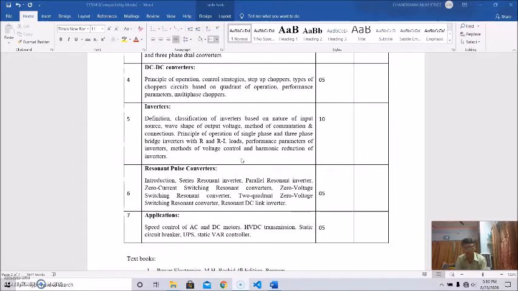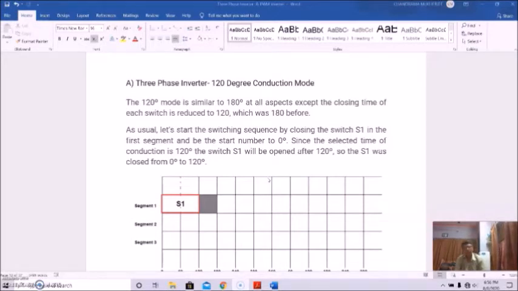And in the last class we also discussed the three-phase inverters, and out of its two conduction modes, the 180 degree conduction mode has already been discussed. Today we'll continue our discussion of three-phase inverters with the 120 degree conduction mode. The 120 degree mode is similar to 180 degree in all aspects except that the closing time of each switch is reduced to 120 degree, which was actually 180 degree before.